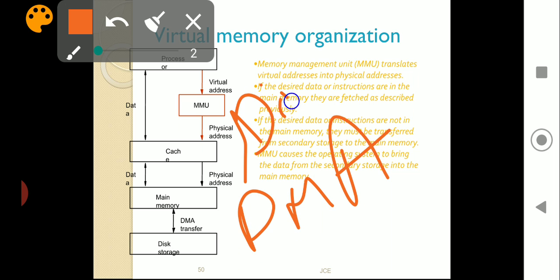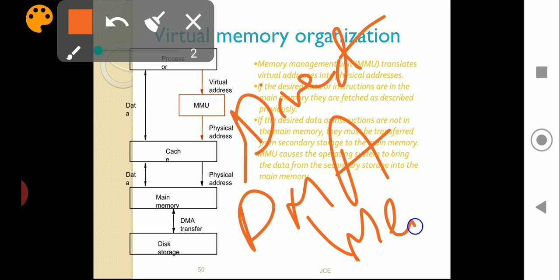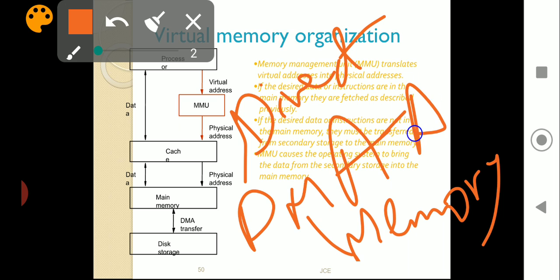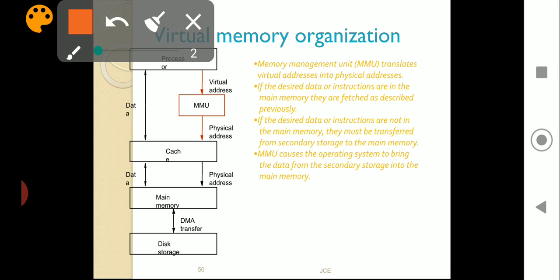This has already been covered in your previous chapters, so try to have a look at the DMA technique. These are a few very important things which your MMU does. What is the first thing it does? It translates your virtual addresses into physical addresses. The next thing is that it fetches the data as described in our previous techniques. Next, if the desired data or instructions are not available in the main memory, then they are transferred from the secondary storage into the main memory.